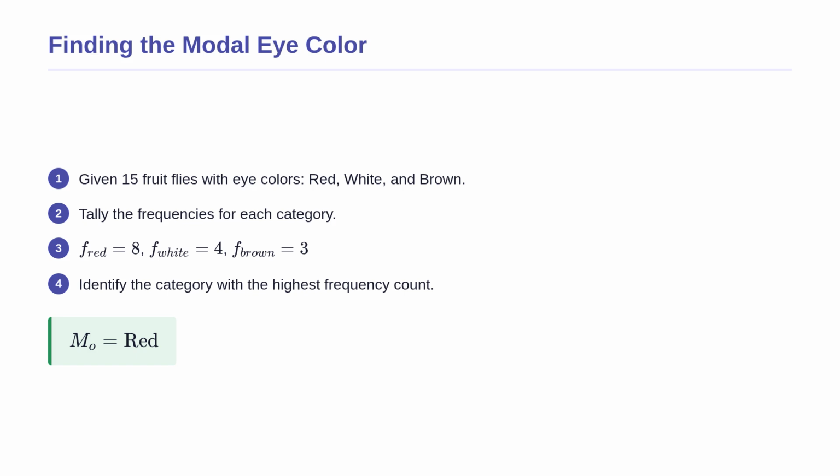Our strategy is to create a simple frequency table. By carefully counting, we find that red appears 8 times, white appears 4 times, and brown appears 3 times. Since 8 is the highest frequency, red is our mode. This tells the geneticist that the red eye trait is the most frequently expressed phenotype in this specific population.